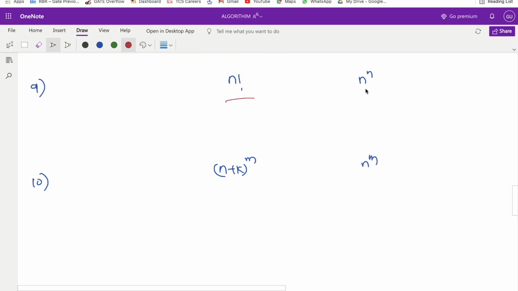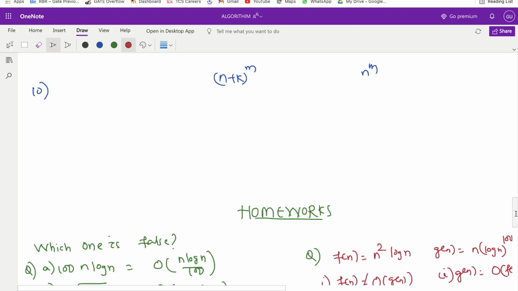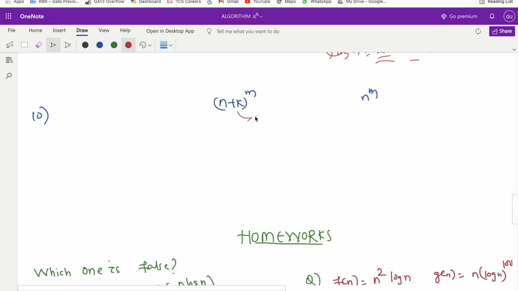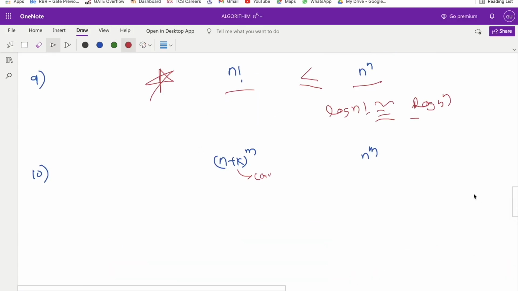See here, this is n factorial and n power n. In the previous video I also told you about this. N power n will be greater than n factorial, but log n factorial and log n power n both are asymptotically equal. Please note this thing. And about this part, n plus k power m, here k is a constant, so using the previous questions you can say that the maximum exponent of n can be m only. So here also we are getting n power m, so both are asymptotically equal. Then we can use theta as the notation here.